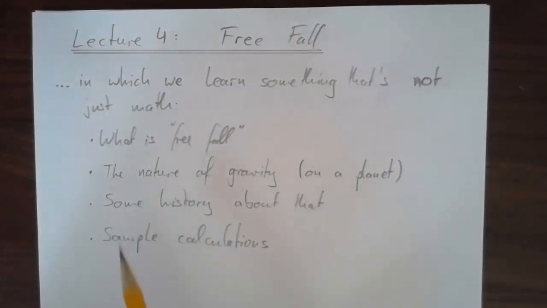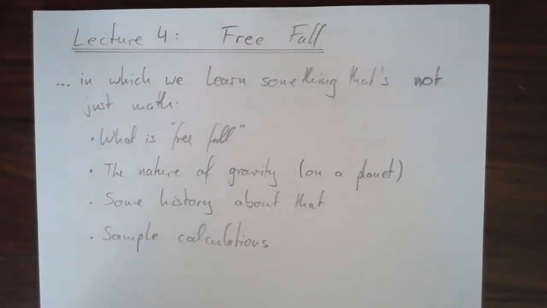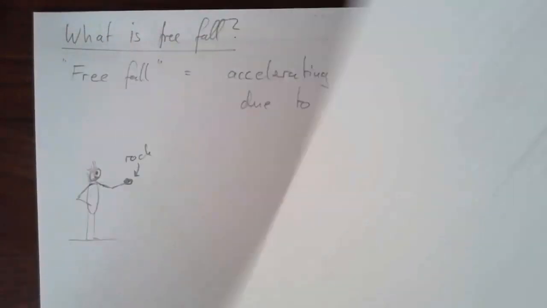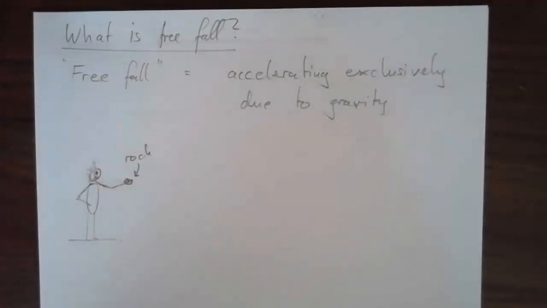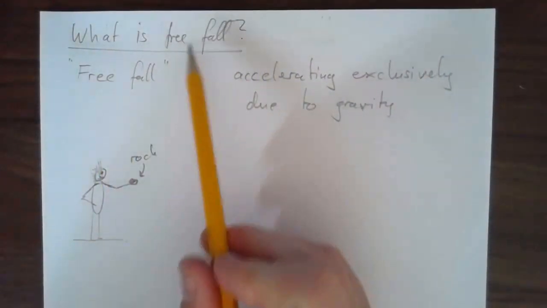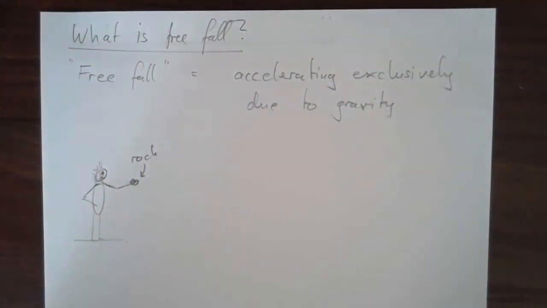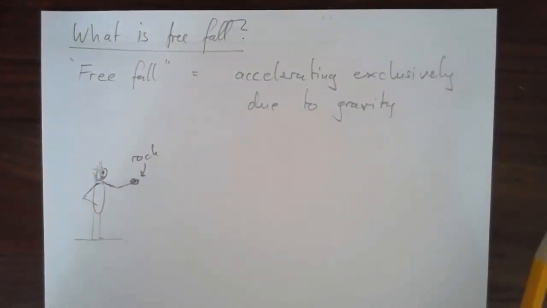So we're going to discuss what is free fall, what is the nature of gravity, and talk a little about little bits of history of how that all came about, but we're going to do some sampler calculations. So let's get started with those. So here, let's ask the first question. What is free fall? It's just a term, and in physics we mean it's when something is accelerating exclusively due to gravity.